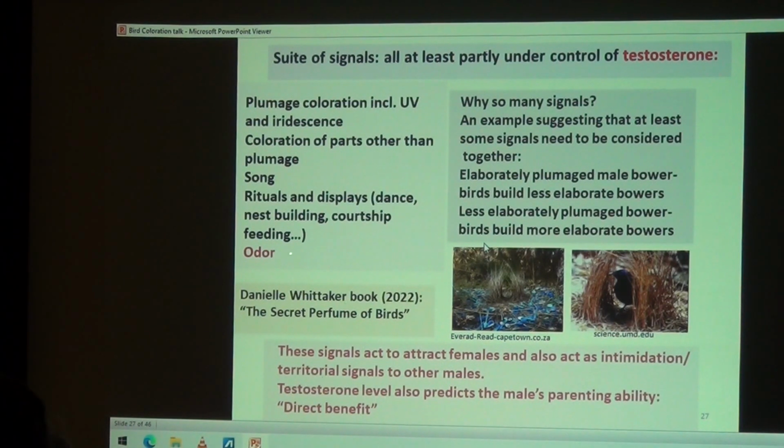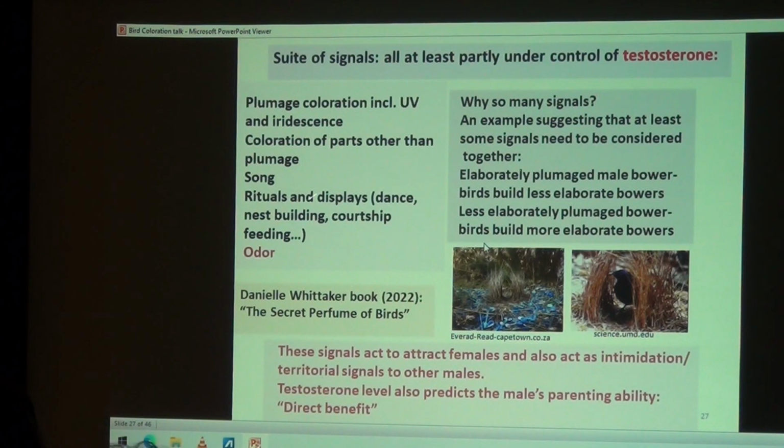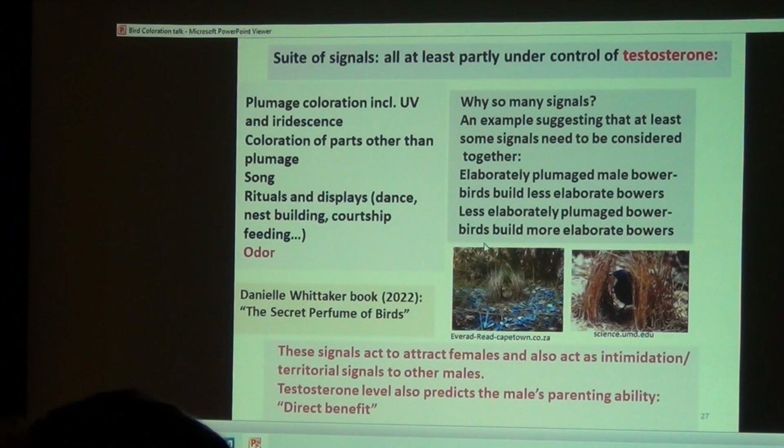Testosterone levels, as displayed in these signals that it controls, also predicts the male's parenting ability. And this is the direct benefit. Too much testosterone and the male bird is not a good parent. It's off fighting or trying to find mates with other females.